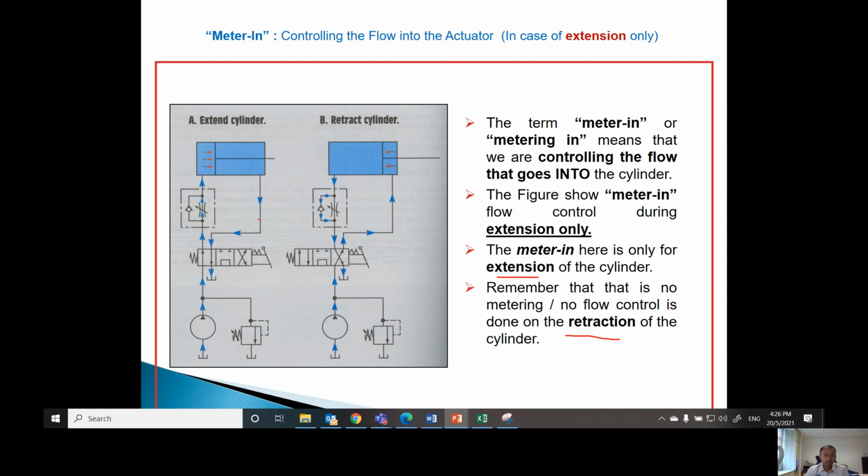I'll show you why from this circuit. You can see when the cylinder is extending, this check valve is blocked. The flow is blocked through this check valve. So what happened? There is no other option. The flow must go through the throttle valve, the FCV.